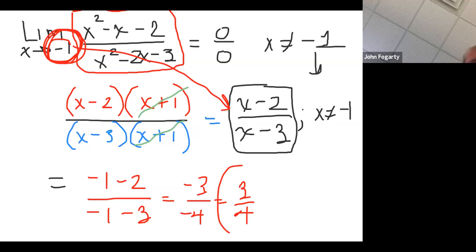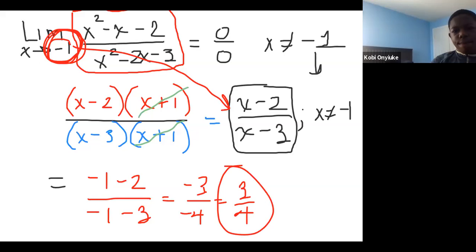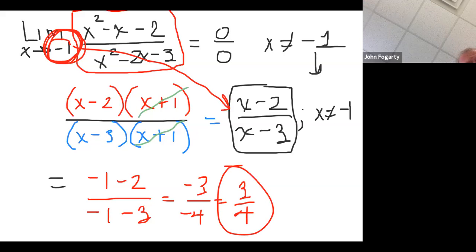So there we go. Now, here's what I do know. As x approaches -1, my limit is 3/4. I know at -1, it's undefined. Does that make sense, fellas? Does that make sense? Yes, sir. All righty. So sometimes that's what you have to do.